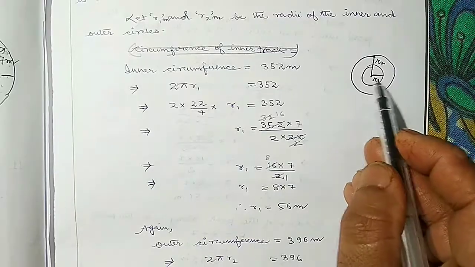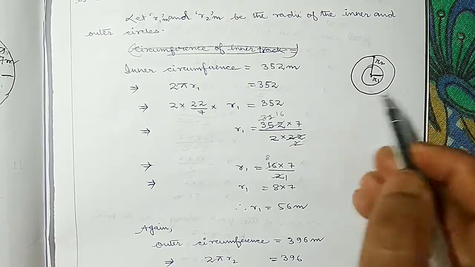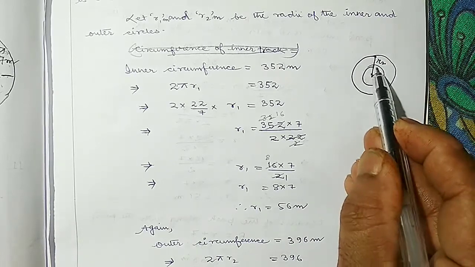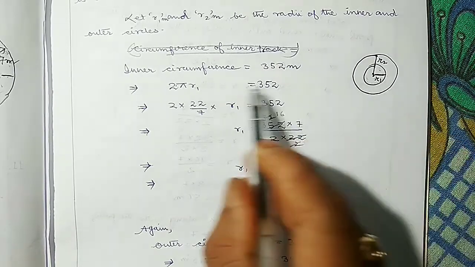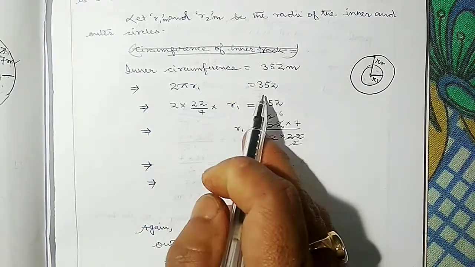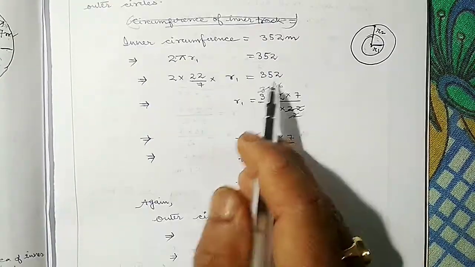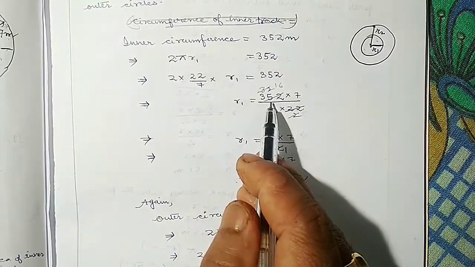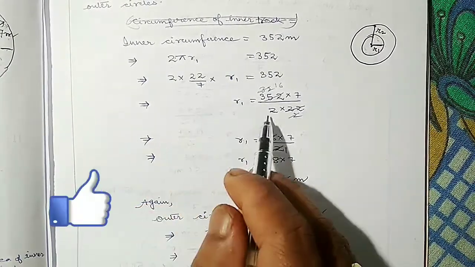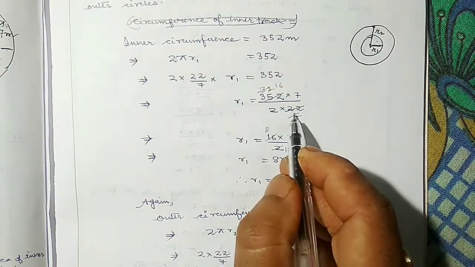Let r1 meter and r2 meter be the radii of the inner and outer circles. As given in the question, the circumference of the inner circle is 352 and we know circumference is 2 pi r1. So 2 pi r1 is 352. 2 into 22/7 into r1 is 352. So r1 equals 352, and if I cross multiply, 7 will be in the numerator, 2 and 22 will be in the denominator. If I cancel by 11, I am going to get 2 here.